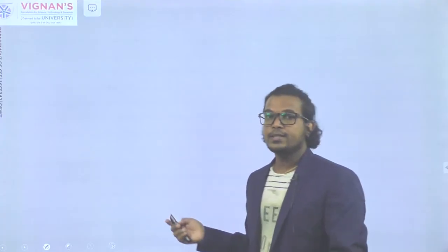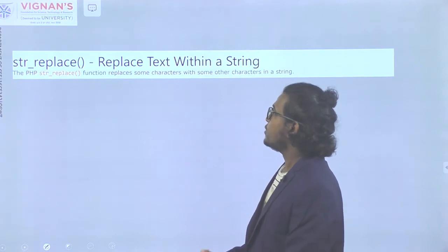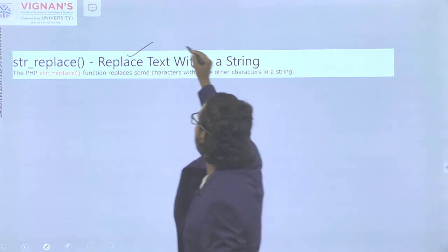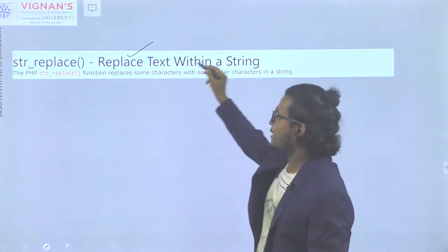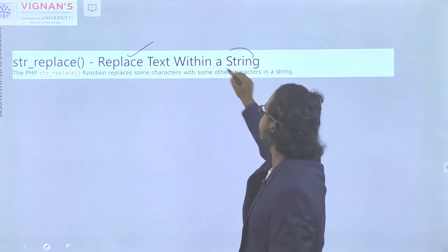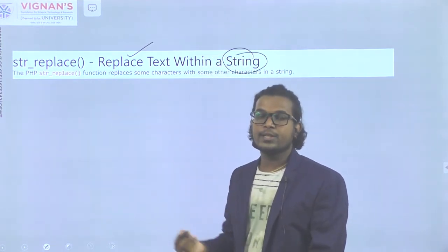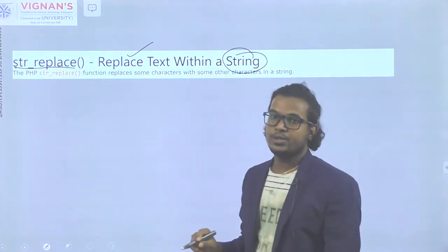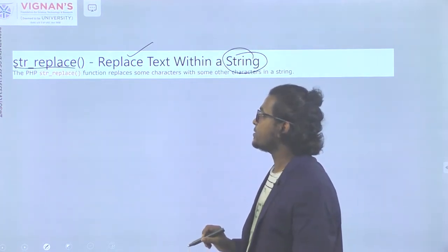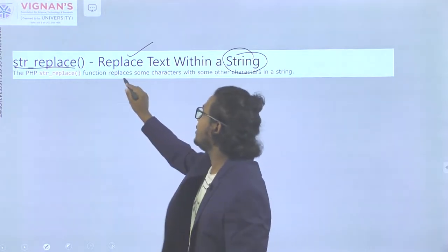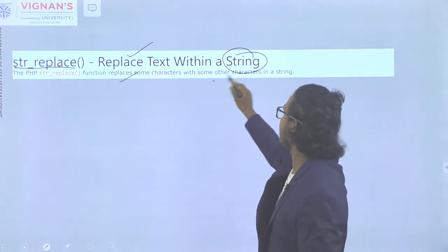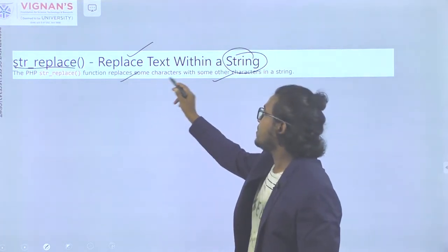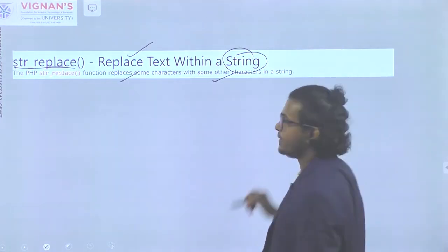Okay, so the next string function is the replacement string. With the help of this function, we are replacing text within a string. If you want to replace the text within a string, you have to use the str_replace function. This function replaces some characters with some other characters in a string.